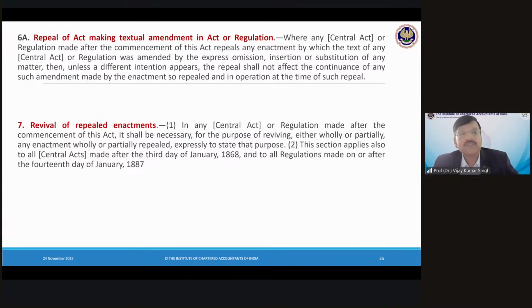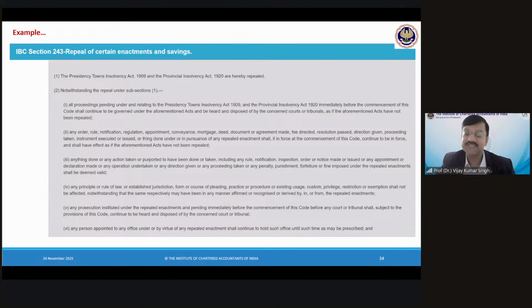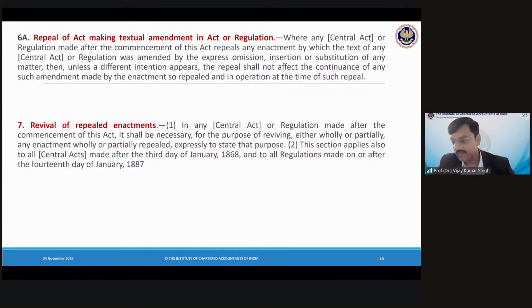I would also touch upon this, since we are talking about repeal, Section 7, which talks about revival of repealed enactments. And it says, in any central act or regulation made after the commencement of this act, it shall be necessary for the purpose of reviving either wholly or partially any enactment wholly or partially repealed, expressly to state that purpose. This section applies also to all central acts made after. So it is saying that in any central act or regulation, if you are trying to revive any repealed law or partially repealed law, then there has to be an express provision, has to be written there. As we saw in case of Presidency Towns and Insolvency Act, an express provision like this must be there to revive a repealed enactment. A repealed enactment can always be revived, but there has to be an express mention of that. Okay.